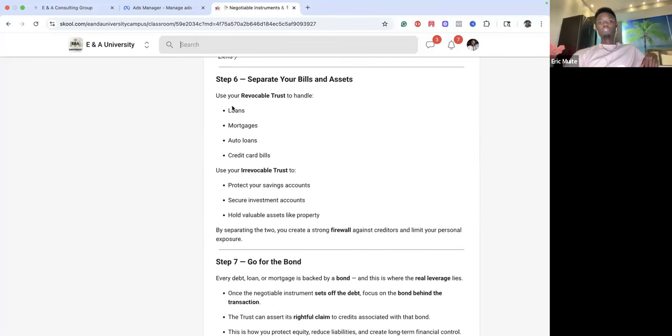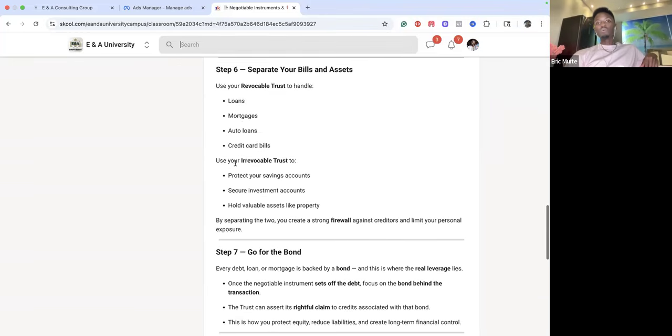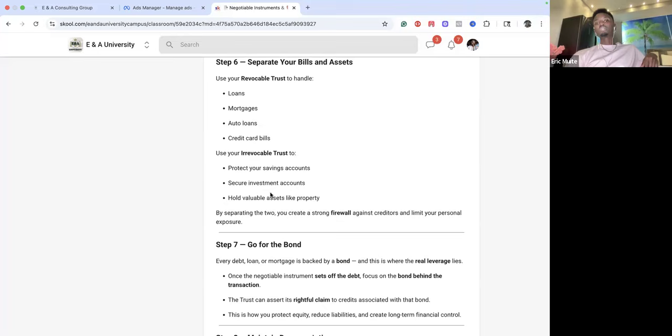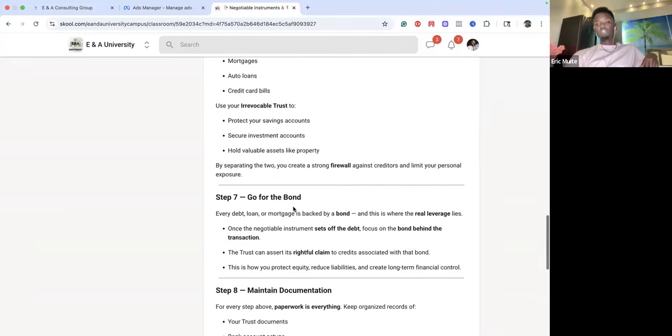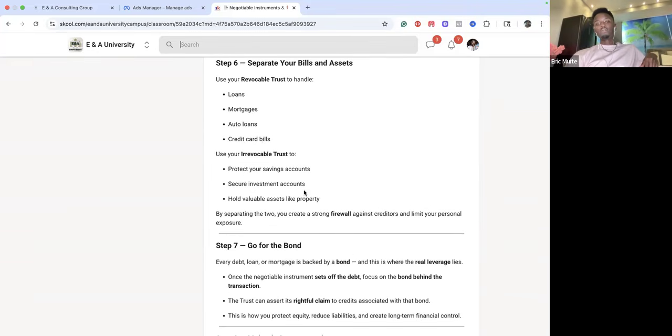And so the revocable trust is mainly to handle all your loans, mortgages, auto loans, credit card bills, etc. While the irrevocable is to protect everything. That's the asset protection. That's after everything's been discharged.